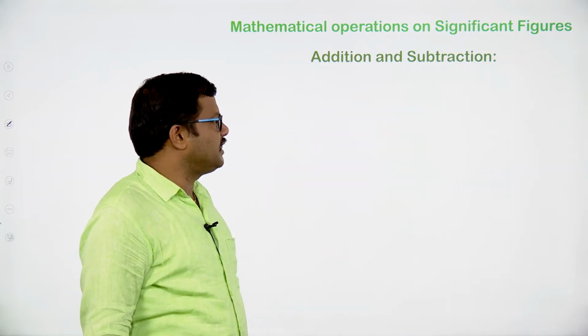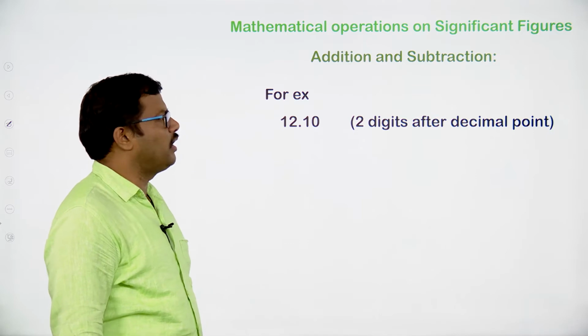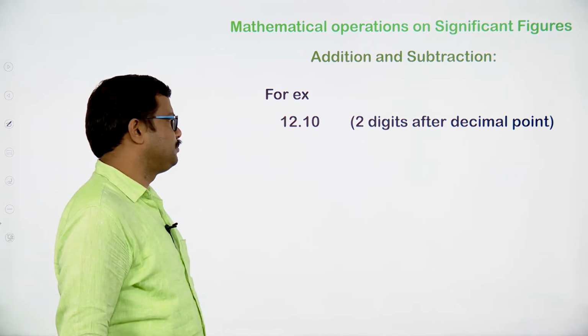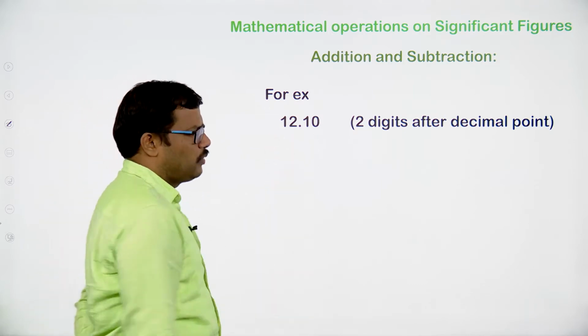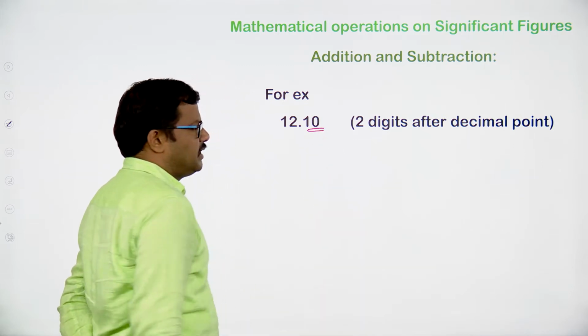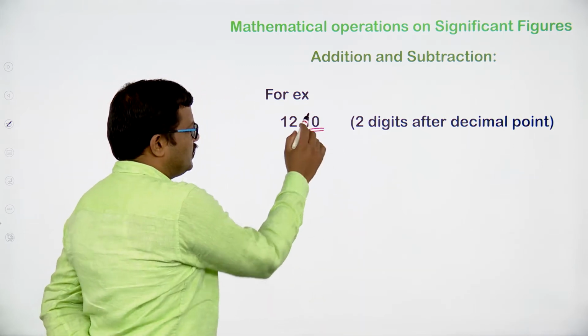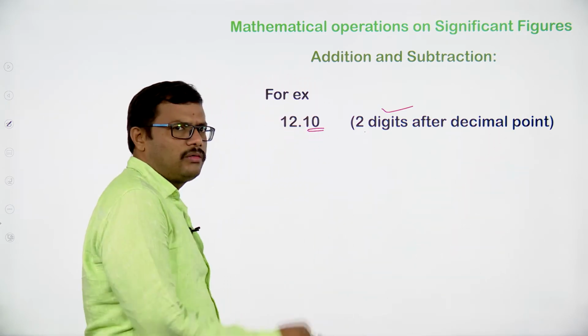Let us take one example so that you can easily understand how we are going to determine and give the result. Suppose we have 12.10 as one number. Look at the number of digits present after the decimal point. We have 1 and 0, so we have two digits after the decimal point. We have to keep that in mind.